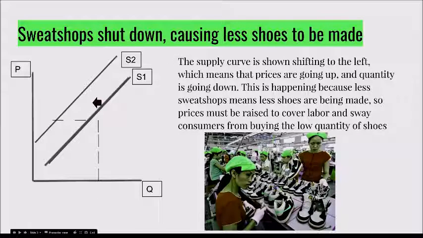I'm going to be showing a few examples, this one being on sweatshops. Sweatshops being a supplier, usually creating a lot of shoes. If they're being shut down in Asia or where they're mainly in because of regulations, etc., this would cause a reduction in supply. So the graph here is showing a shift to the left as prices are going up and quantity is being reduced. Since the sweatshops reduce a lot of the shoes, there's no longer that high amount of shoes being made, and the manufacturers of the shoes have to cover the labor costs basically with higher prices.